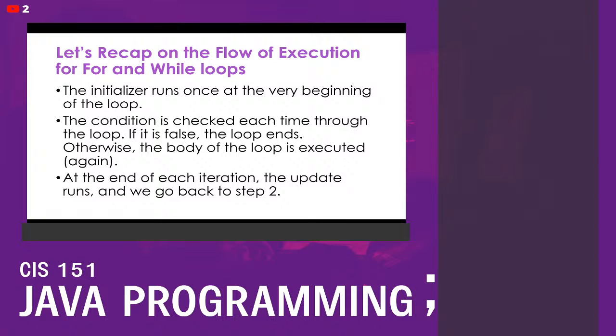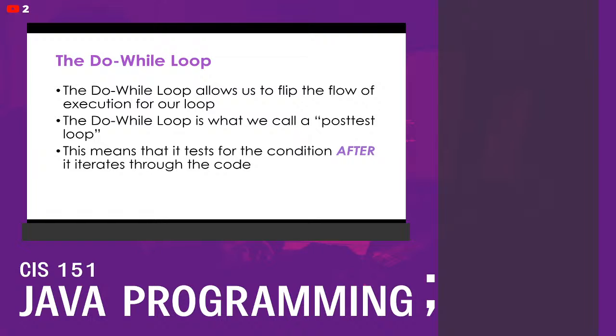And at the end of each iteration, we go back up to the top of the loop, we check the condition, and we run it again and again and again. Now, we have this other type of loop that we could use. It's called the do while loop. And with the do while loop, this allows us to flip the flow of execution for our loop. Instead of checking the condition before our loop starts, it checks the condition after our loop finishes.